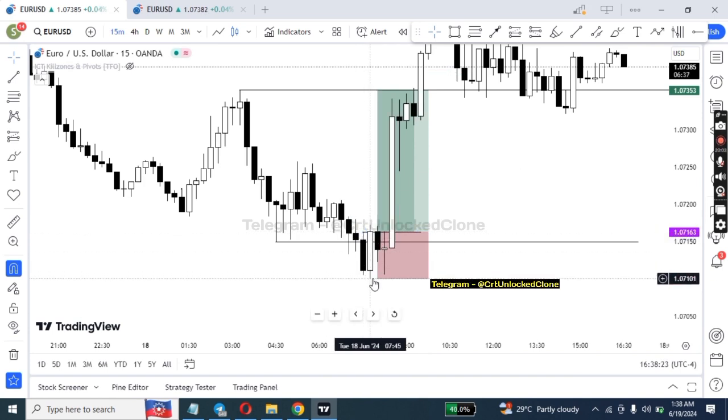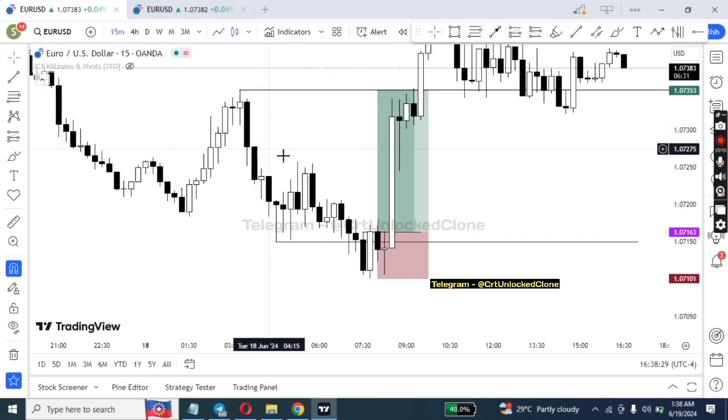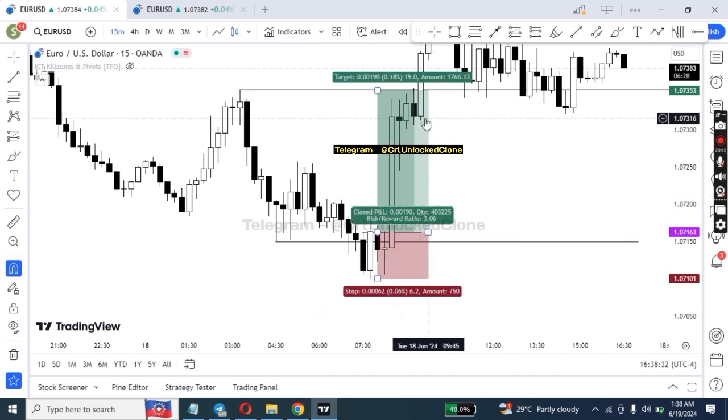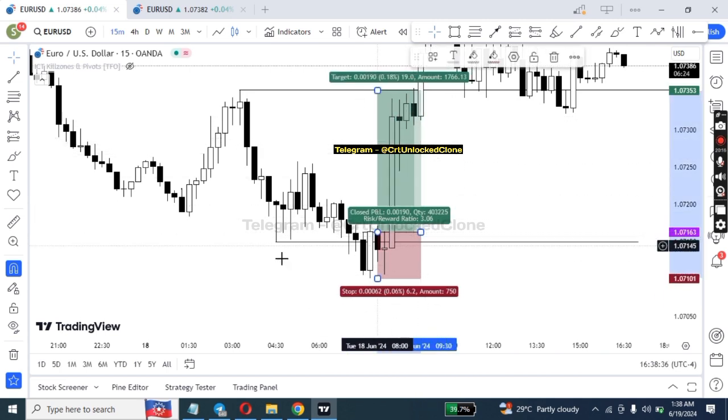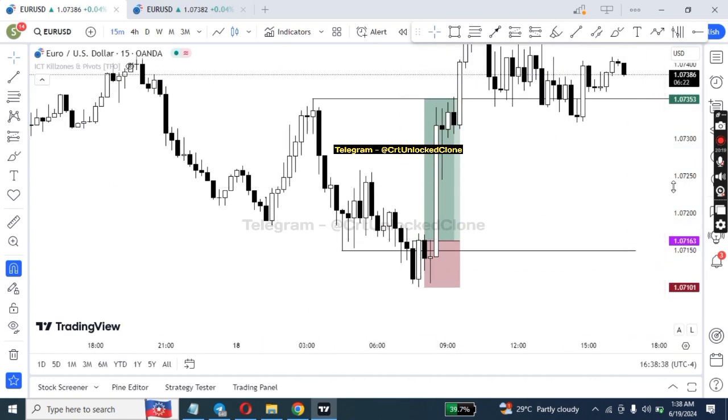My stop loss was right below this low, and my target was first of all the 50% of the CRT range and then the opposing end of the range. This is what we call model 1, right? So this was my trade breakdown for Tuesday, right? I hope you've learned from it.